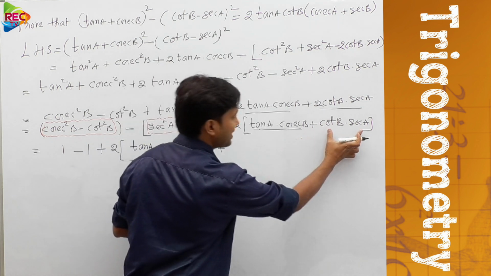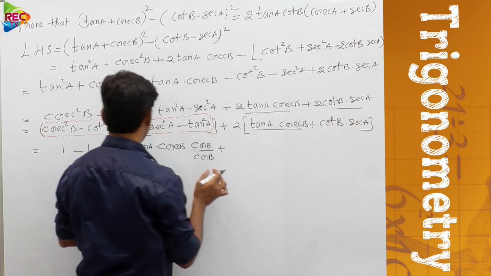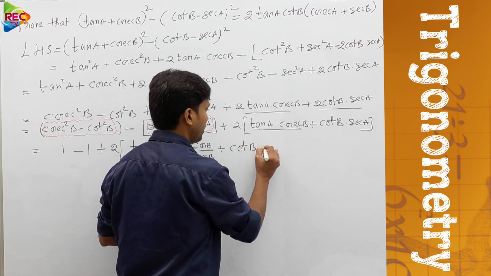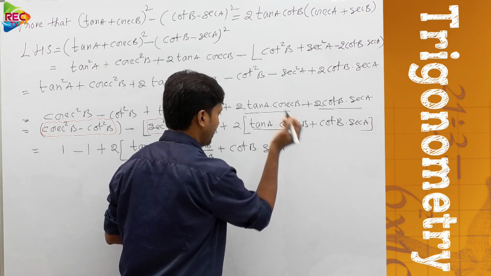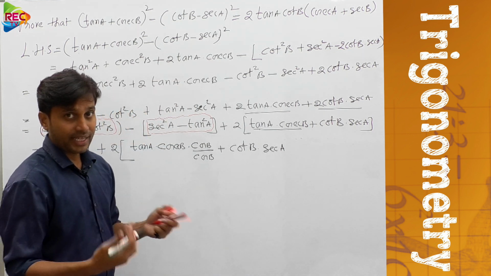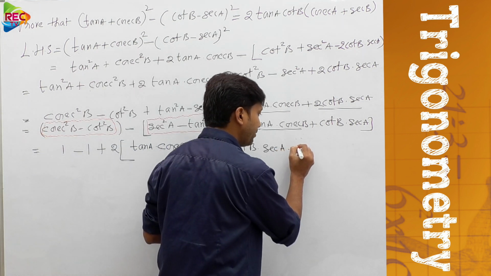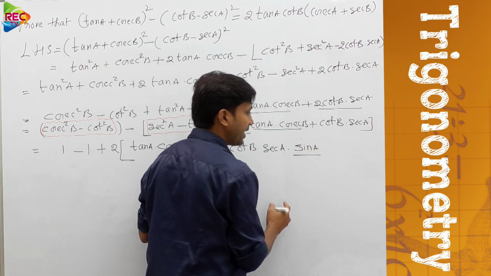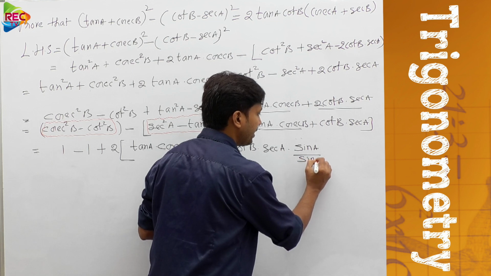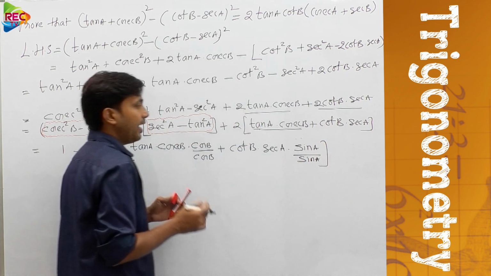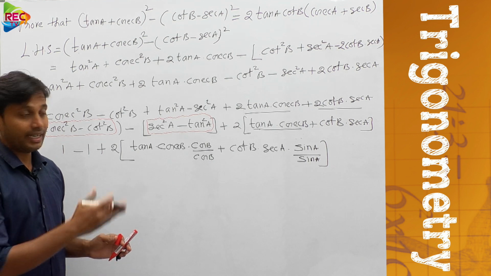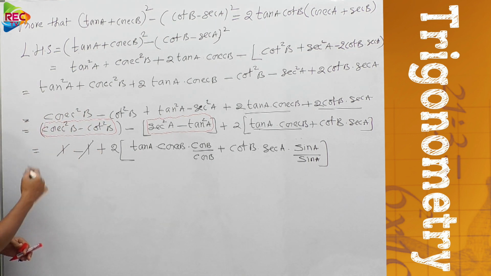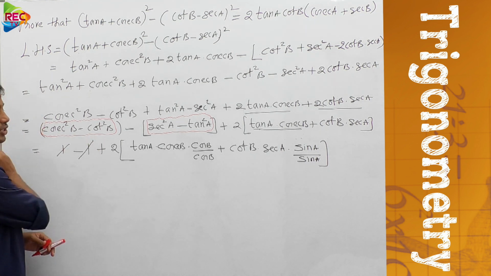Now coming to the second term in this bracket. What is that second term? Cot b into secant a. Again for my convenience, I am multiplying and dividing with sin a here. I multiplied with sin a and I divided with sin a over here. Why I have done it like this, you will come to know. Anyways, now here 1 minus 1 are getting cancelled. So this term is almost simplified.